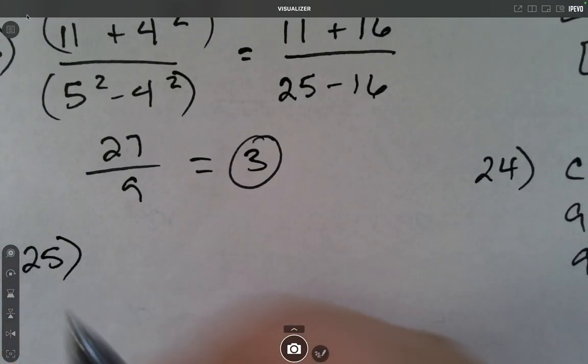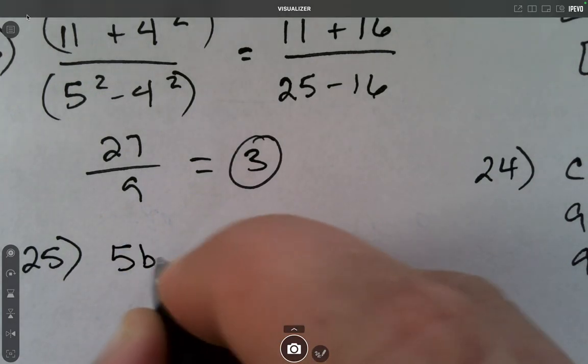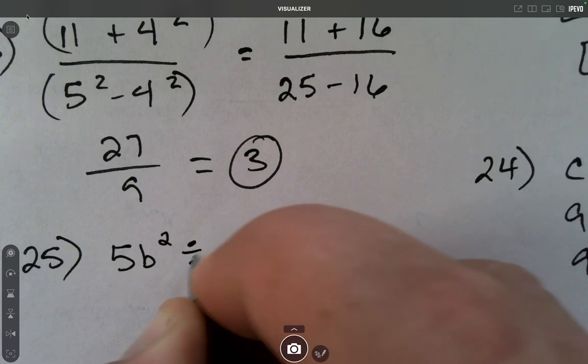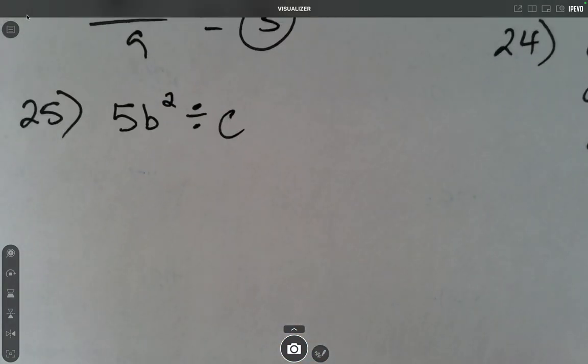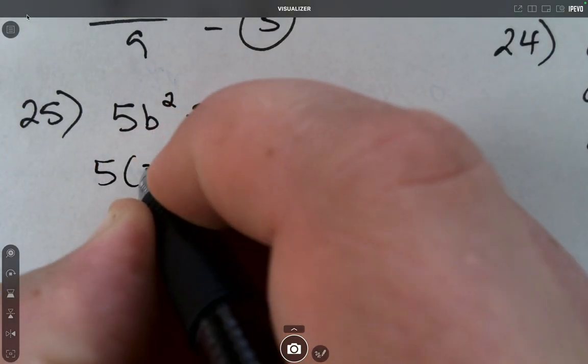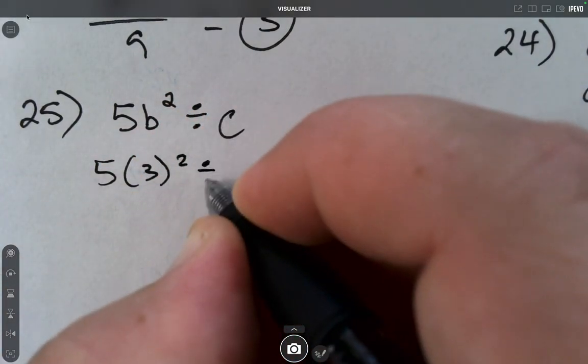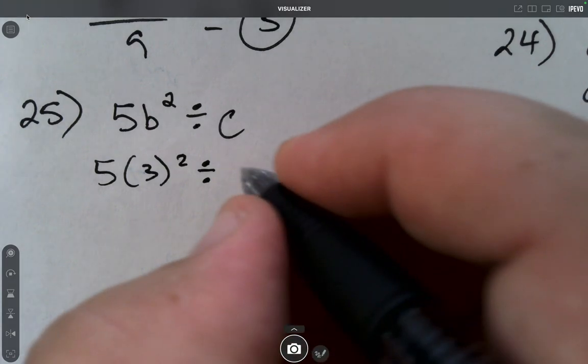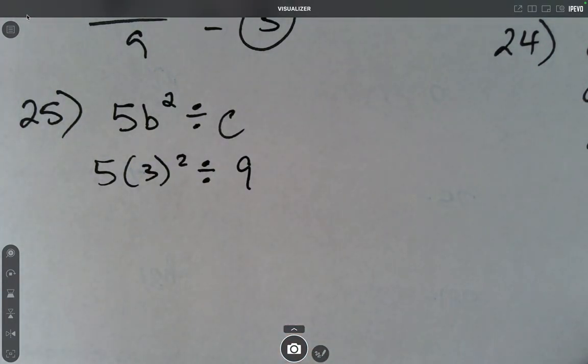Okay, 25. 5b squared divided by c. And again, in the instructions, they tell us b is equal to 3 and c is equal to 9. So I got to make sure I follow the order of operations. There's nothing to do inside those parentheses because it's just a number 3. But we do have an exponent. 3 squared is 9.